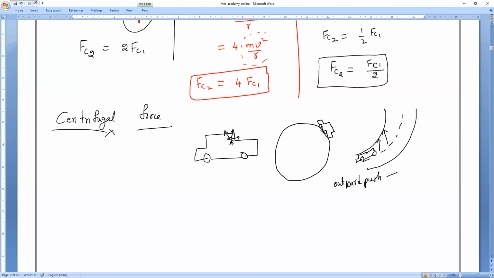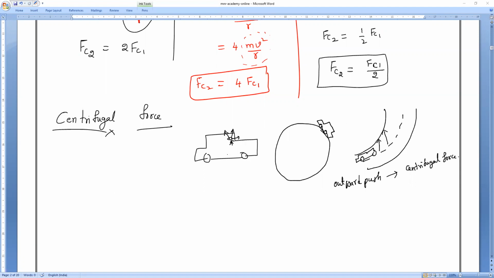This outward push is caused because of what, everybody? The outward push is because of what force? Centrifugal force. Centrifugal force. Clear? Now, the passengers are not actually physically pushed by an external agent. We are not actually pushing.